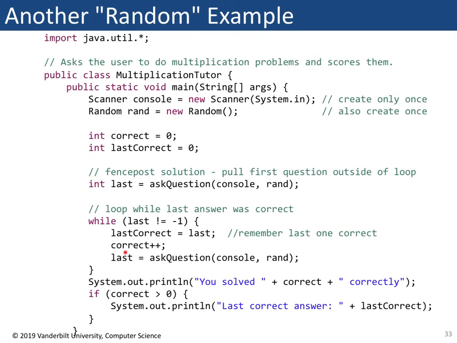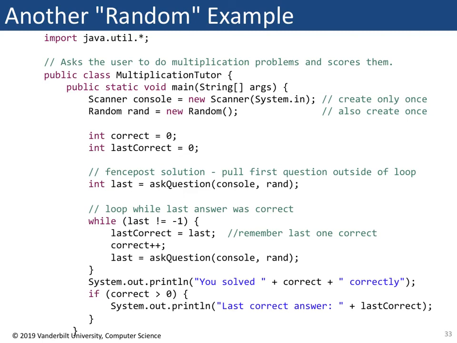And then we need to increment the number of correct answers given, and then we ask another question, and we will return the value of their answer into last. That is assuming that the value of their answer was correct. If the value of their answer is incorrect, then last will take on the value -1. So understand, ask question is going to return either the value the user typed in or -1 if they got the answer incorrect.